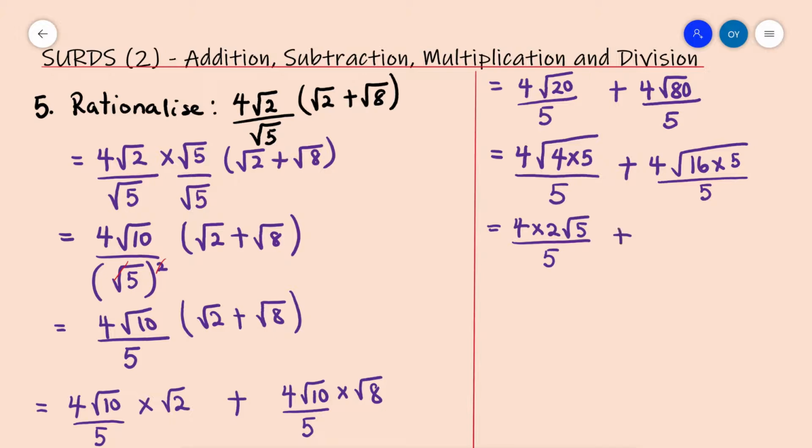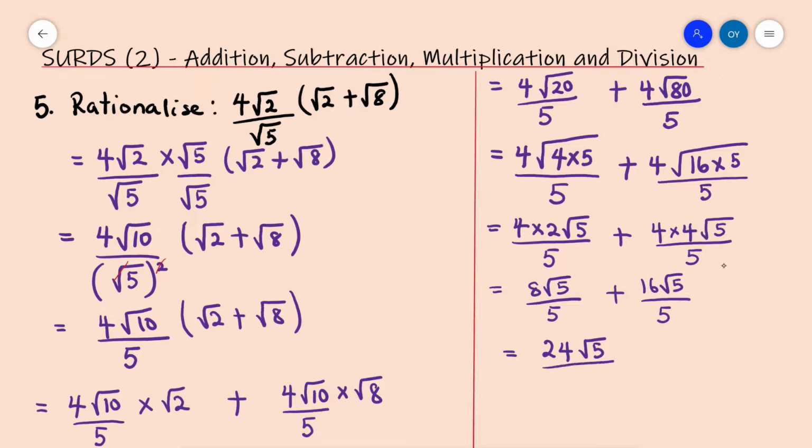Then plus 4. What's the square root of 16? That is 4. So 4 multiplied by 4 root 5 over 5. So this becomes 8 root 5 over 5 plus 16 root 5 over 5. And this is just a simple fraction. 8 root 5 plus 16 root 5, that is 24 root 5 all over 5. And that's your final answer.